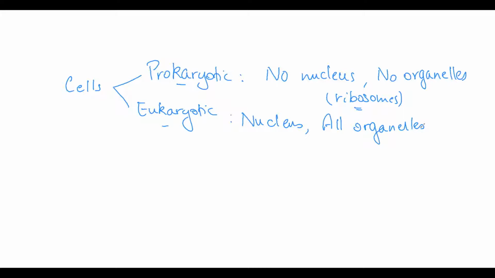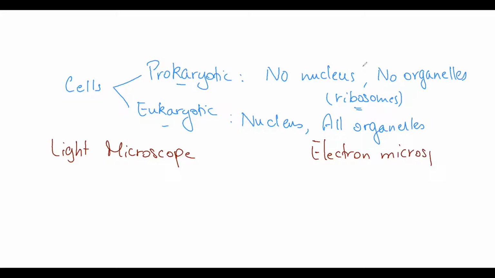Of course, we can never see these cells with our naked eye, but we have to use a microscope. So we have two types of microscopes. We have the light microscope, and we have the electron microscope. So what's the difference between both according to what we see? The light microscope allows us to see the gross structure of the cell, but the electron microscope allows us to see the ultrastructure of the cell.